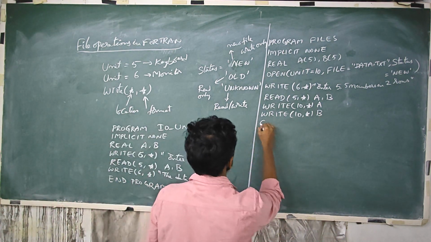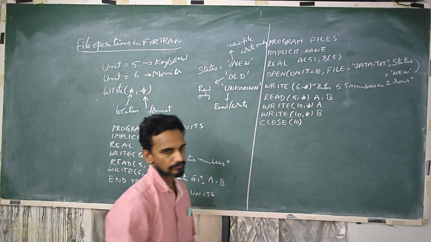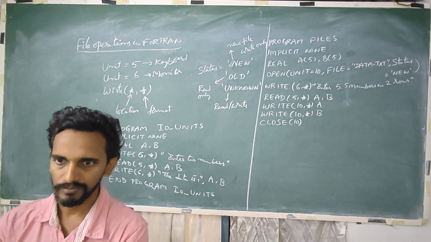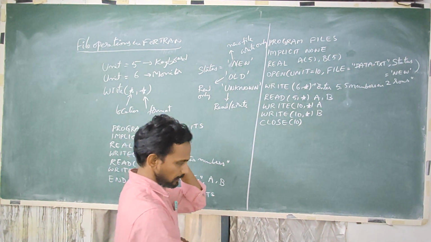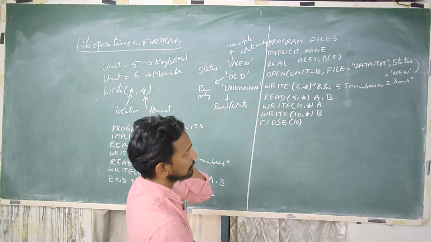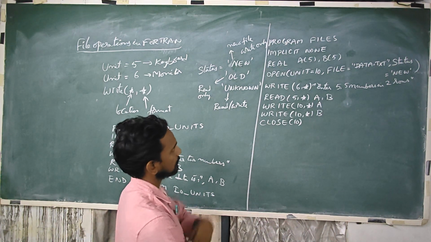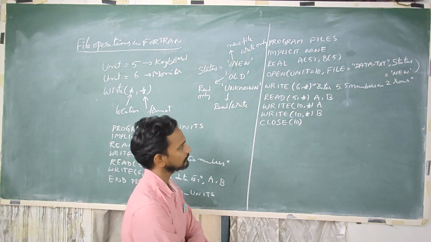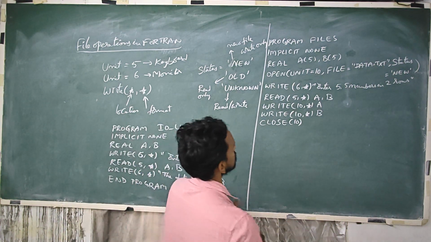So I can now close the file, so that the data is stored into that file now. So now I can open another file handle, or I can use the same unit number with the status old.